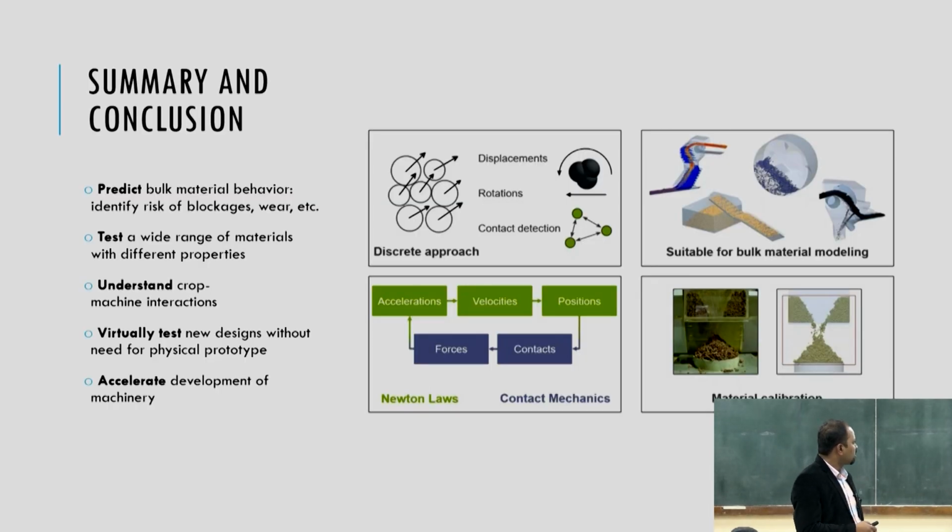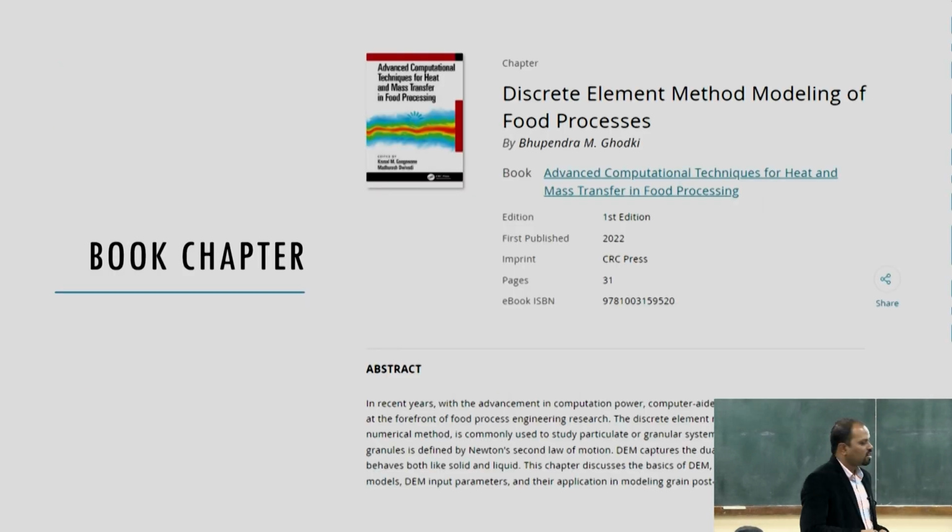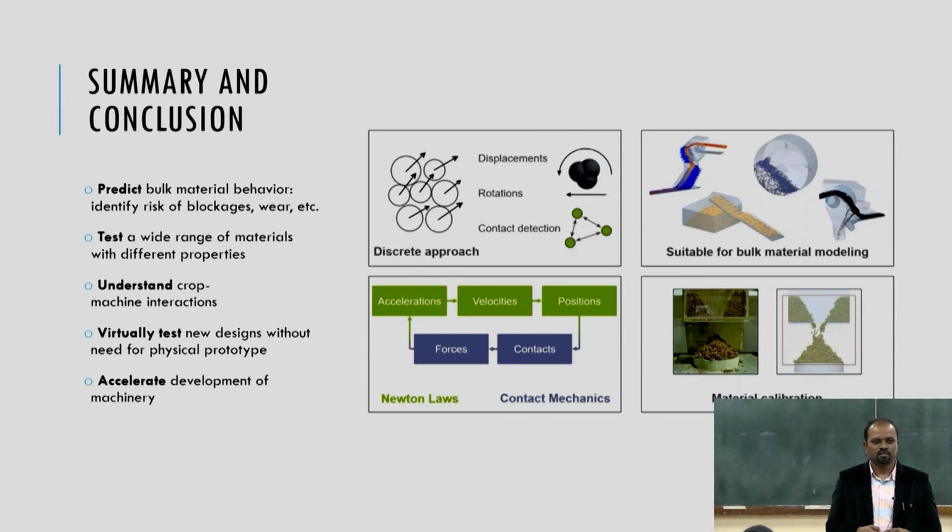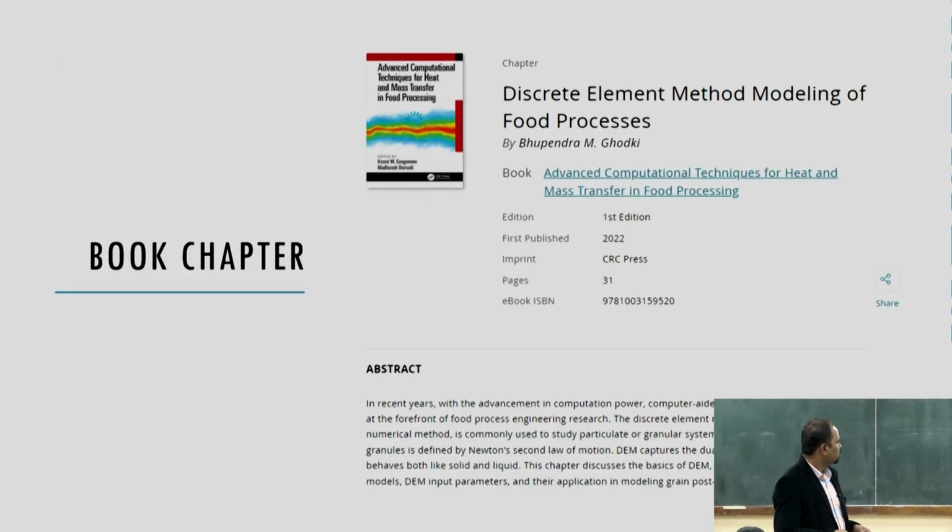So in summary, we can predict the bulk behavior of the grain by modeling each and every single particle with DEM. Any questions? If you are interested in this topic, I have written a book chapter, and you can go on reading it. If you have a question, I am very happy to take it. I cannot cover this in a 1 hour class, as it needs much more time.